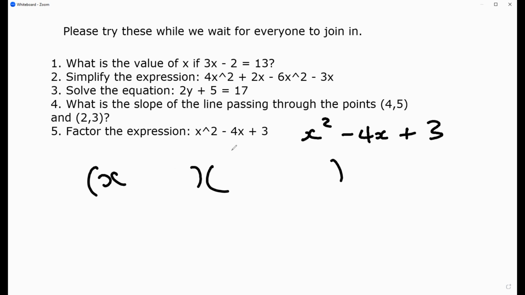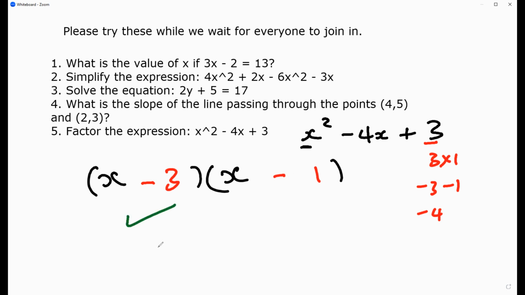This becomes x times x, which gets me my first term, x squared. 3 is the same as 3 times 1, and minus 3 minus 1 is minus 4. So we put 3 here, put 1 here, put minus here, put minus here, and we're done. We've now factorized the expression.